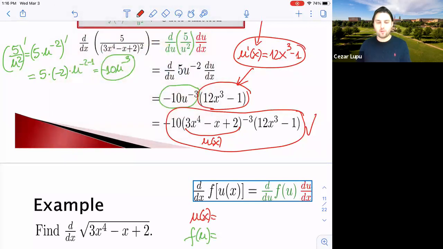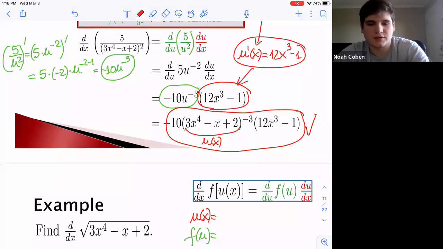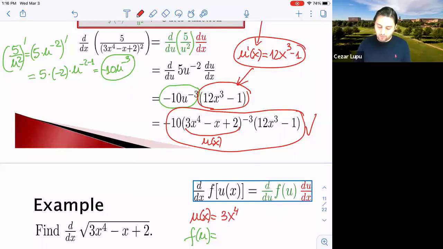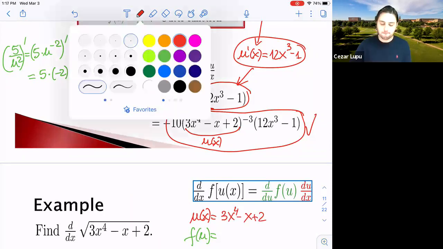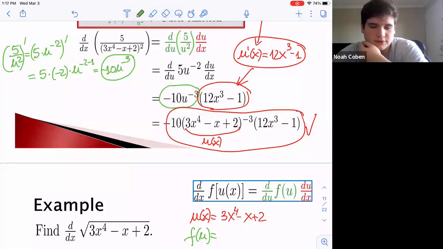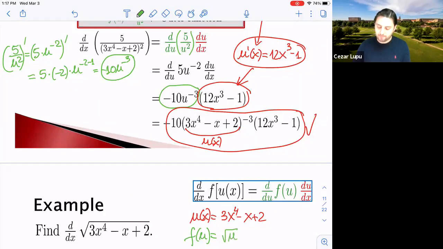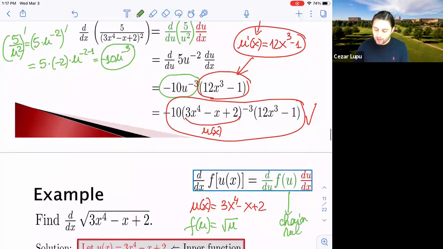Okay, let's start with u of x. Who is u of x? Would it just be the 3x to the 4th minus x plus 2? Exactly, 3x to the 4th minus x plus 2. And who is f of u? Square root of x. Exactly, square root of u, you mean. All right, so I identify these two, and keep in mind that I want to apply the chain rule here. So let's do that.